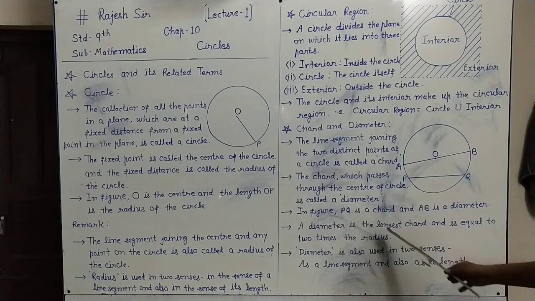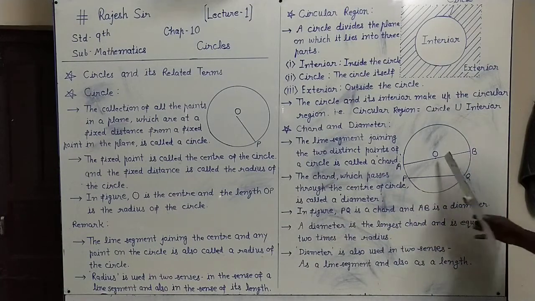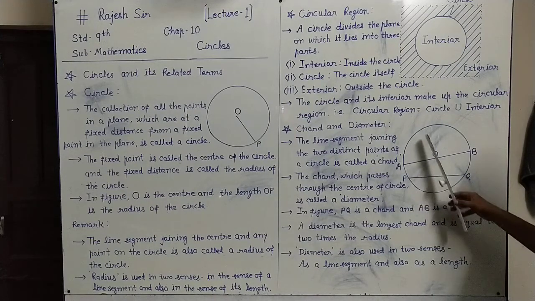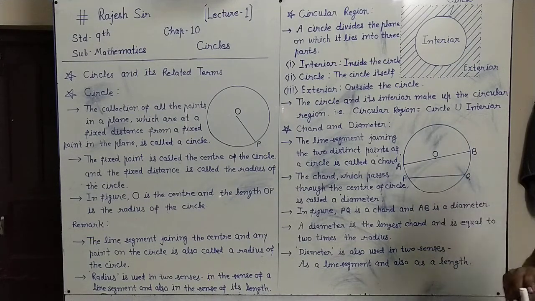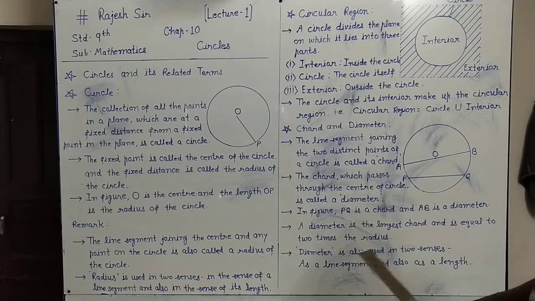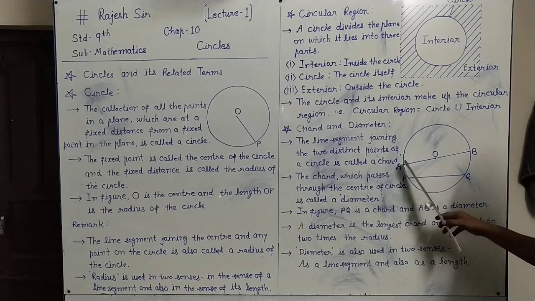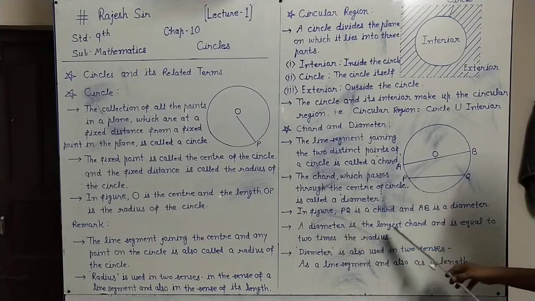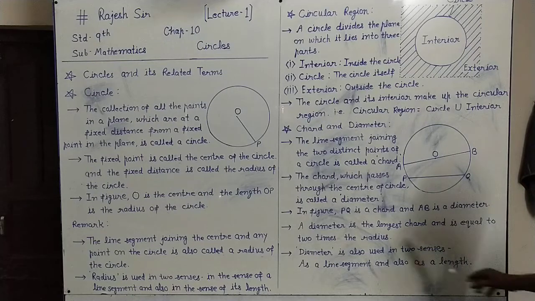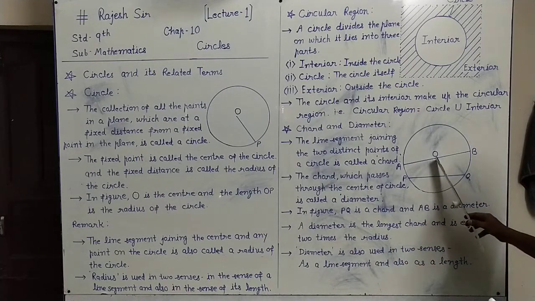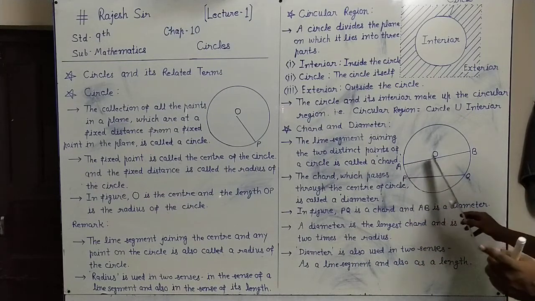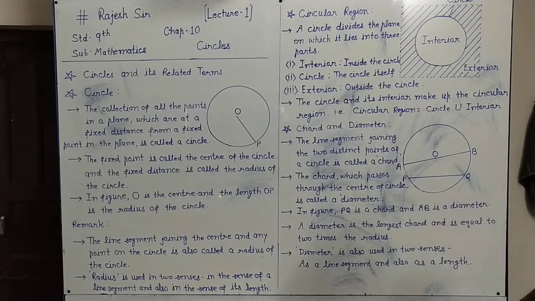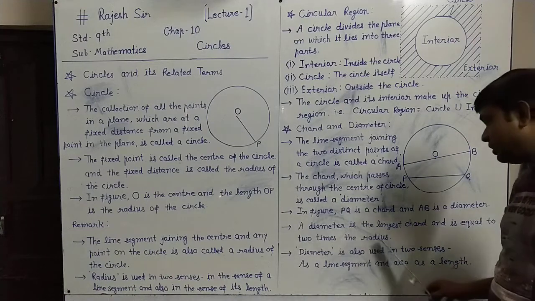A diameter is the longest chord. If you draw any other chords, as many as you can draw, you will see the length of the diameter will always be the longest. So the diameter is the longest chord, and it is equal to two times the radius. You can see from O to A is a radius, O to B is also a radius. So the diameter is two times the radius.